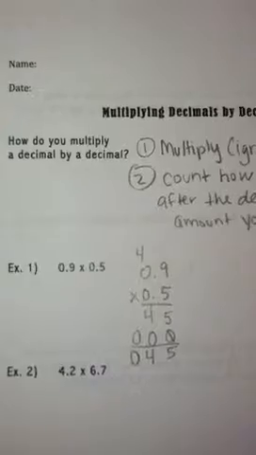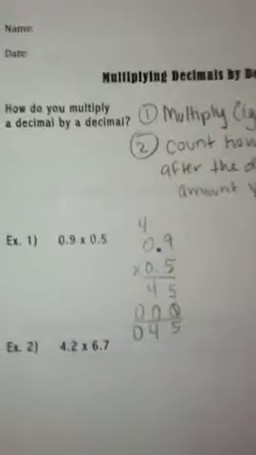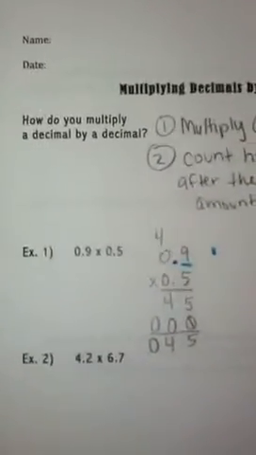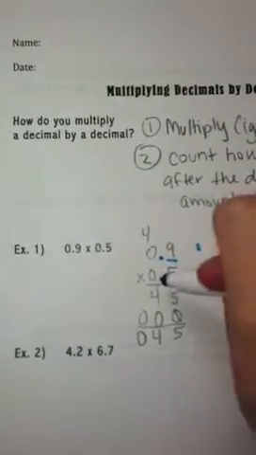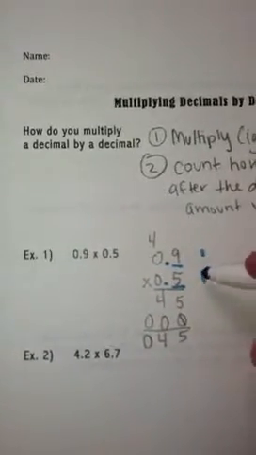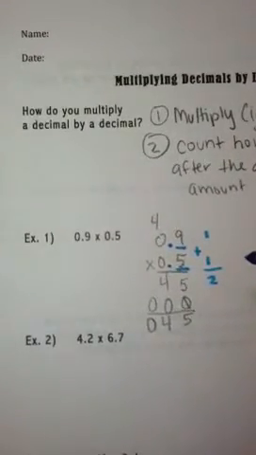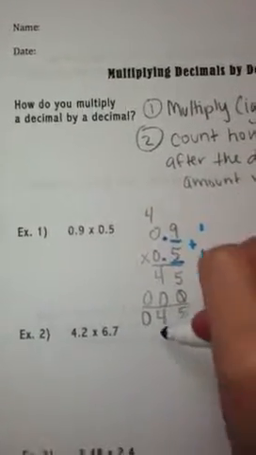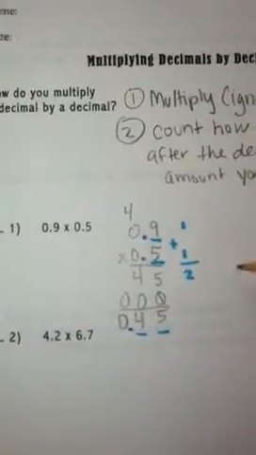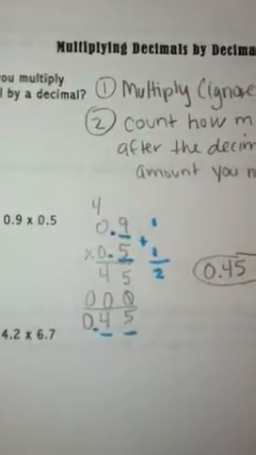And then here's the change from what we did the other day. On the top row, there is one number that comes after the decimal point. In the second row, there is also one number that comes after your decimal point. So you need to add those together. 1 plus 1 means that there are a total of 2 numbers that come after decimal points. So in your answer, you need 2 numbers after the decimal point. So your answer is actually 45 hundredths. Okay.